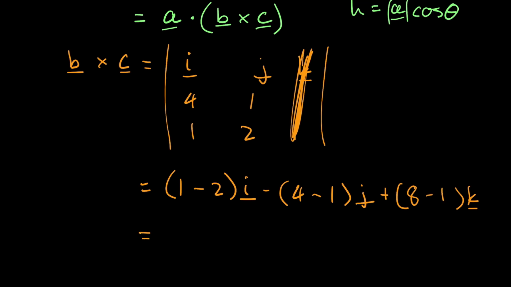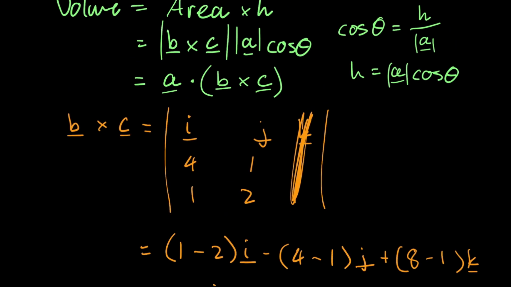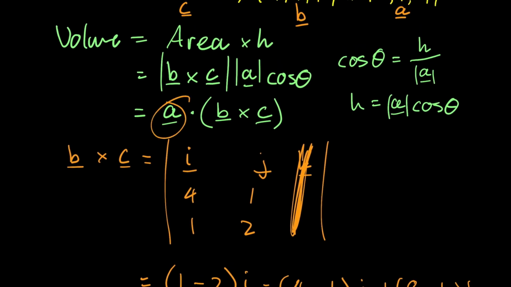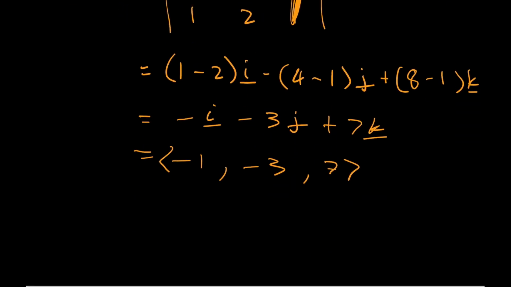And that becomes 1 minus 2 is negative 1, so we have negative i. And then 4 minus 1 is 3, so we have negative 3j. And 8 minus 1 is 7, so we have plus 7k, which is just the same as the vector negative 1, negative 3, and positive 7. Now we have this vector B cross C, and we need to do the dot product of that vector and the vector A, which we said was 1, 1, and negative 1.